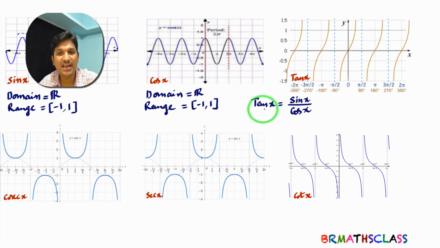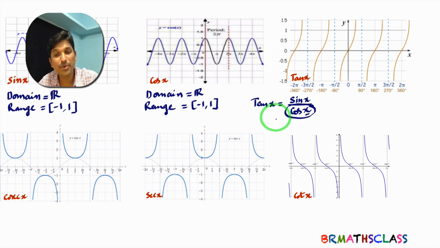Now it comes to the tan x function. Tan x can be written as sin x divided by cos x. Whenever this cos x is 0, at that time tan x is not defined. So when x is an odd multiple of pi by 2, cos pi by 2 is 0. When cos pi by 2 is 0, this function is not defined. Tan pi by 2 is not defined.